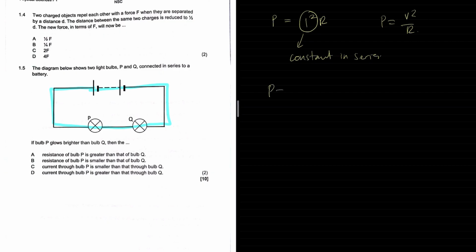So P is equal to I squared R, and if we're comparing P and Q, since the current is the same, the power is going to be directly proportional to the resistance. So since P is brighter, it means that P is going to have a greater resistance. So the answer is going to be A.